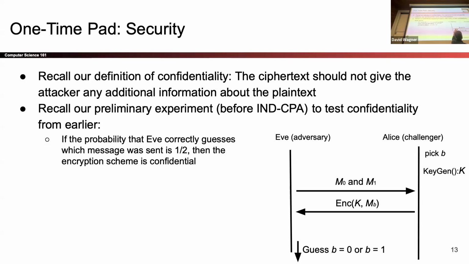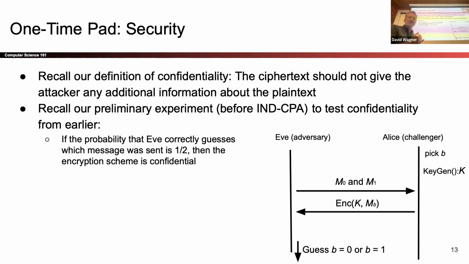So in this game, Eve picks two messages for Alice to choose. Alice then encrypts one of those messages without telling Eve which one she's encrypted. And Eve has to guess which message was encrypted by looking at the ciphertext, the result of the encryption. And of course, Eve doesn't know the key, so Eve can't directly decrypt.